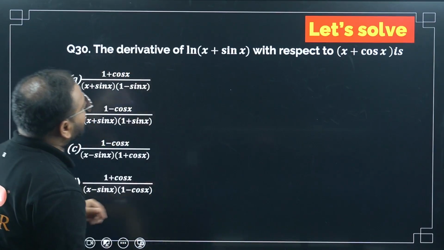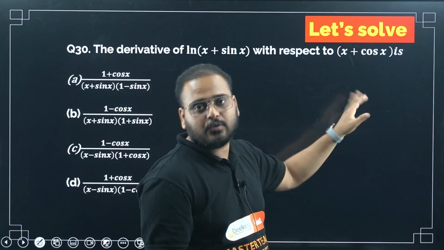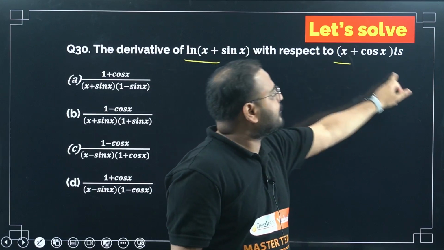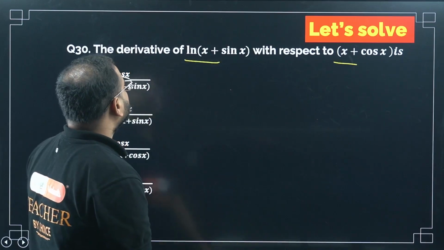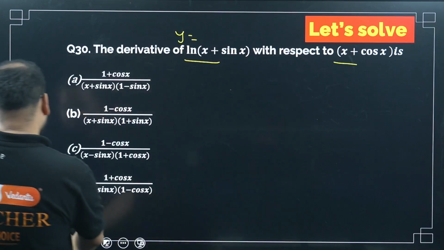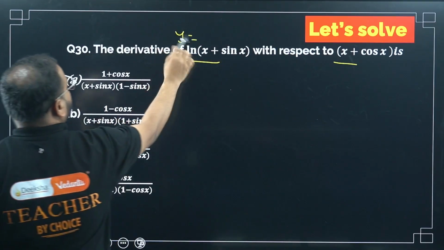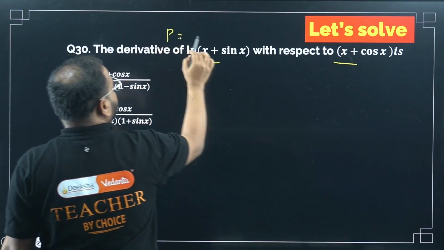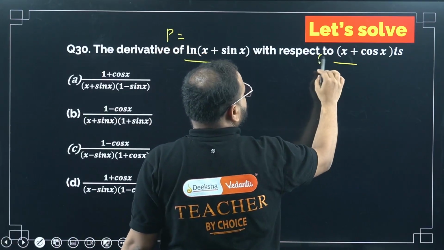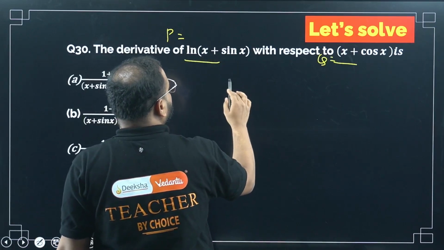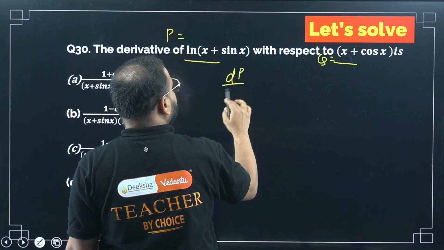The derivative of ln of x plus sin x, this is not a p by q. I told you, one question is not p by q. With respect to this, again a parametric form is there. I cannot take this as y, so take this as p and this as q. So I have to find dp by dq.